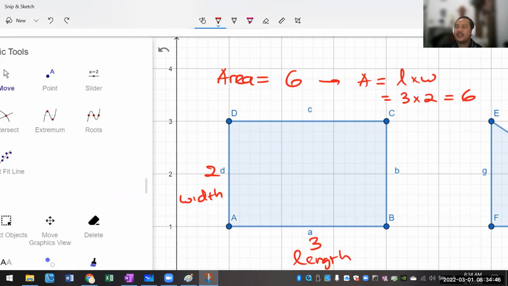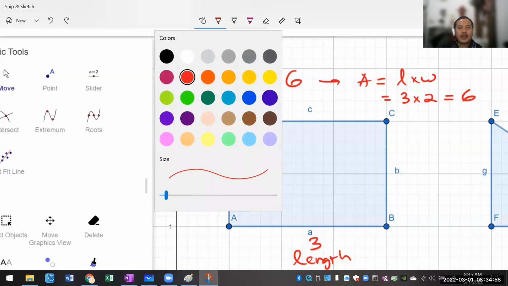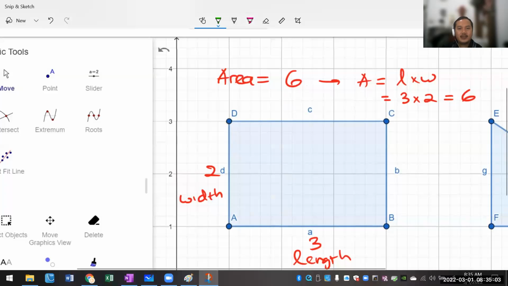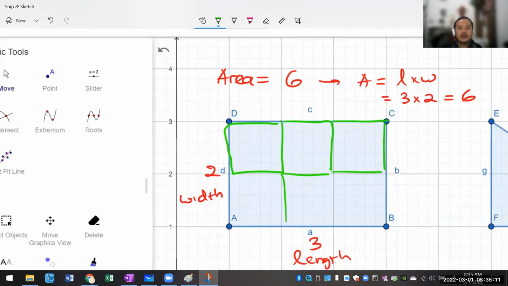Actually, guys, we're counting how many square inside the shape. How many square? Can you see that? Actually, if I draw something in here, guys, you can see that we have squares. Okay, I'm gonna use a green. See, this is a square, right? This is also a square. This is also a square, right? This is also a square. This is a square, and this is a square, right?